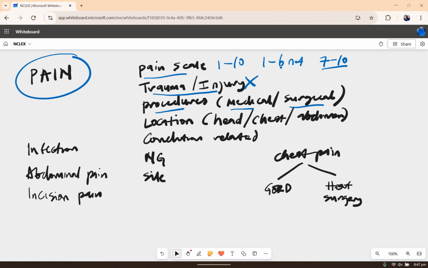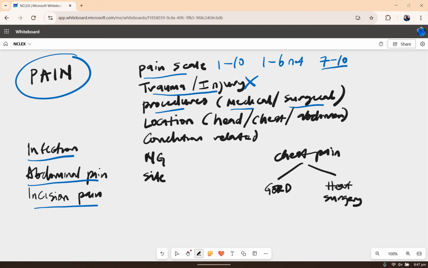Now, on a normal day, a patient returning from surgery is expected to have pain, but there are certain kinds of pain that are not related to that expected pain we are talking about. The expected pain we are talking about is incision pain. So any other pain, like abdominal pain after surgery or pain related to infection, is unexpected. But incision pain is expected.